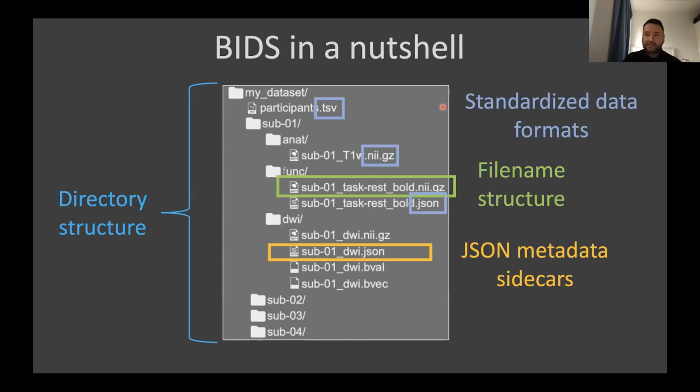Then we have JSON metadata sidecars. So the metadata like repetition time and all kinds of information that characterize a data set are stored in these sidecar files that have the same file name, but only the suffix, the file name extension, is a different one. It's JSON because we can store structured data.